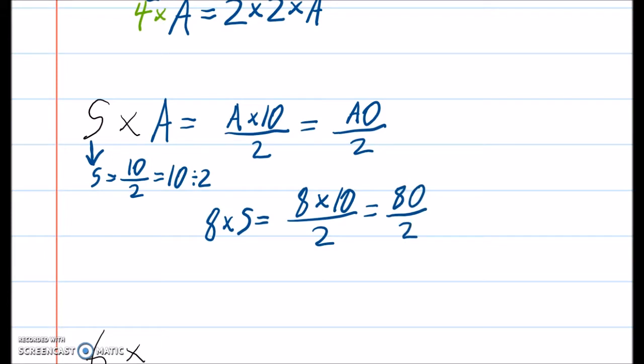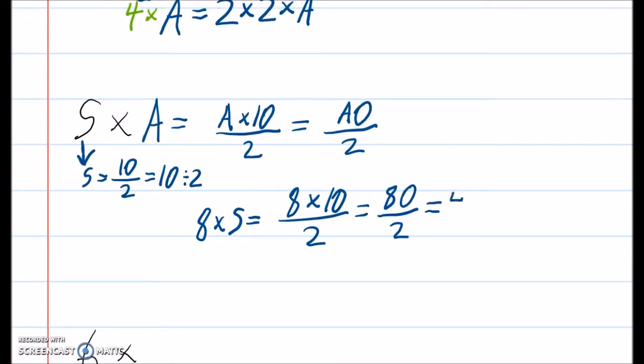Okay, good first step. How do we divide 80 by 2? We just split it up into 2 even groups. This is how I think about it. 40 plus 40 is equal to 80. So just one of those 40s would be half of 80, or 80 divided by 2.